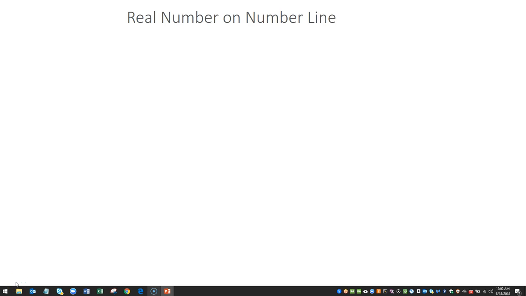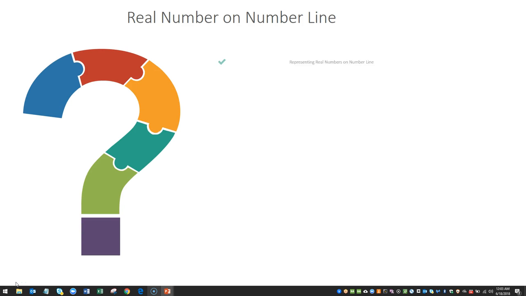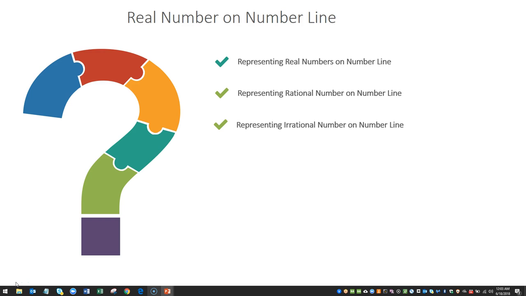In this section, we are going to talk about how we represent real numbers on the number line. We'll discuss representing real numbers on the number line. Then we'll talk about representing rational numbers on the number line. We'll talk about representing irrational numbers on the number line, and representing irrational numbers on the number line geometrically. And then we'll take a look at some examples.